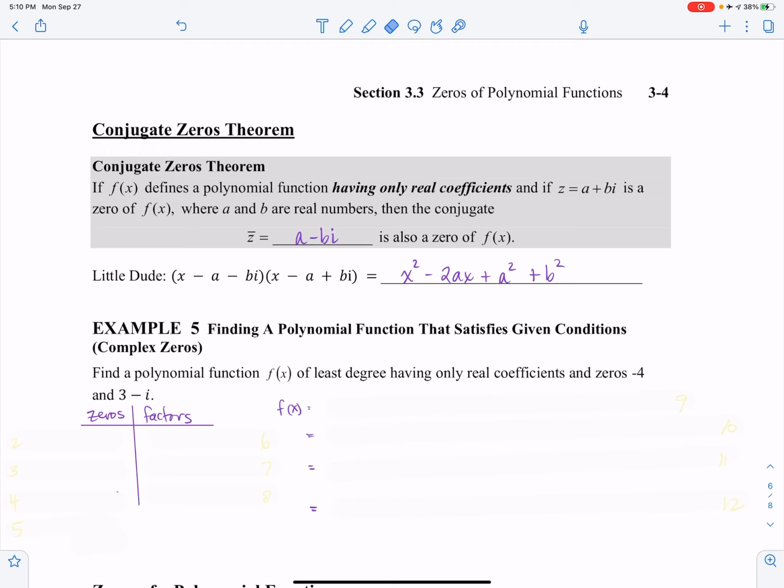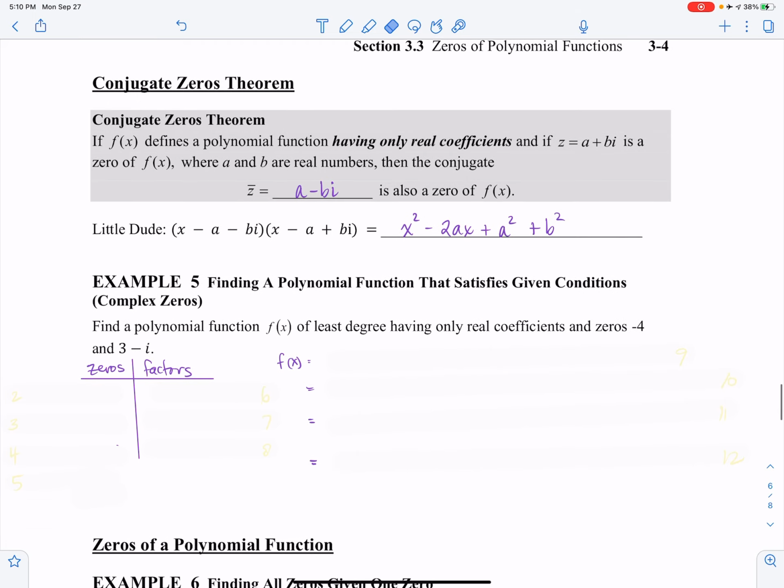All right, let's look at example 5. Notice that it says to find a polynomial function. So this is a lot like example 4 where we had to find a polynomial function. The difference, notice, is that one of our zeros is complex. Okay, so a couple things here. This says that we should find a polynomial of least degree. So I'm not told what the degree is going to be.